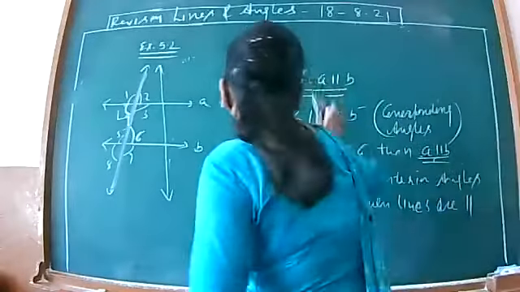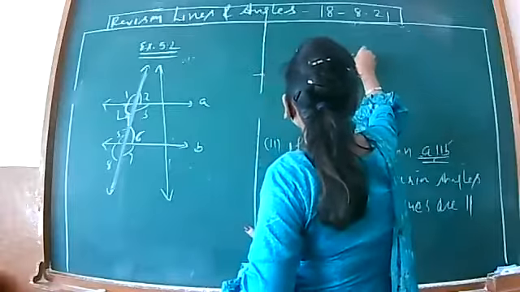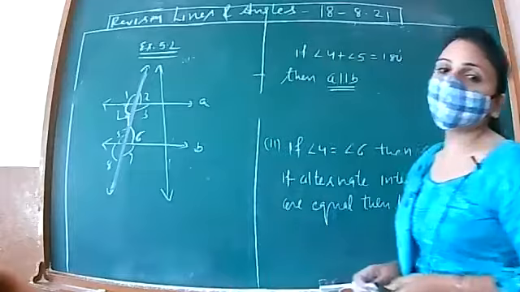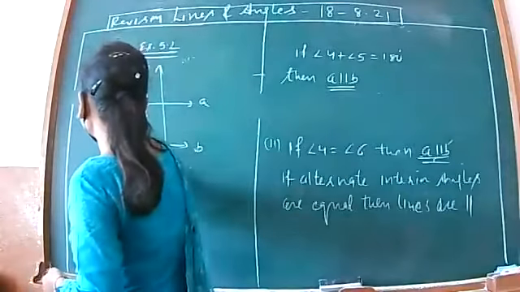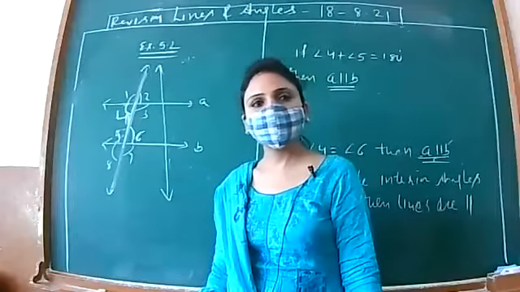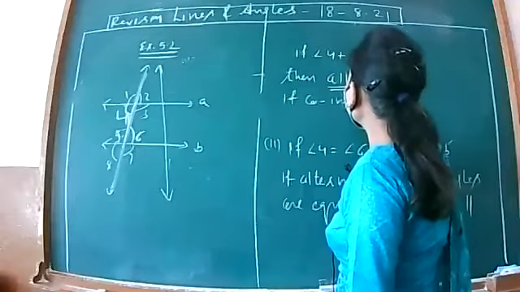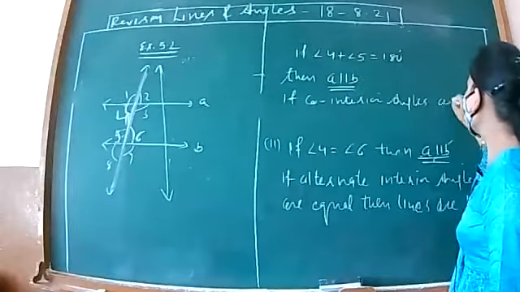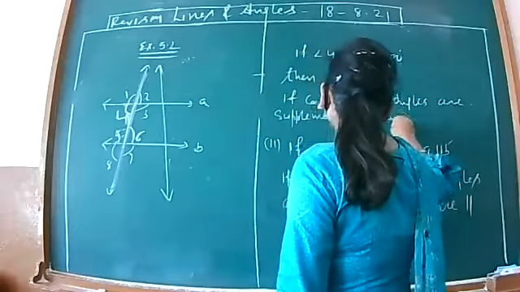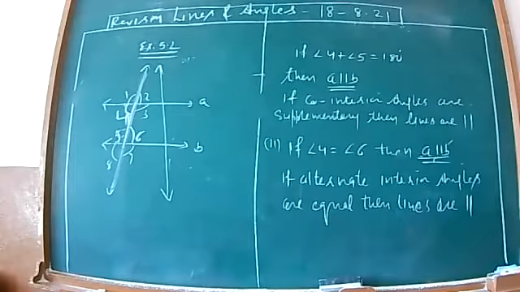Third part. If 4 plus 5 is equal to 180 degrees, then A parallel to B. This is 4 plus 5. This is 4, this is 5. Which property? 4 plus 5, 180. Raj Aryan, co-interior angles. So we will write down: if co-interior angles are supplementary, then lines are parallel.